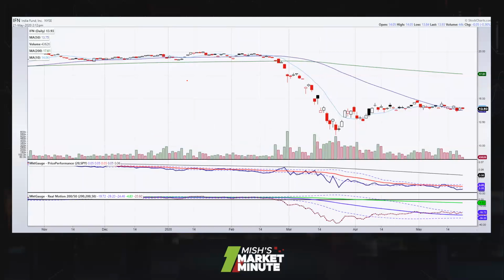Now, another one in this space is India. There's actually two different ETFs for India. There's IFN, which you're looking at right now, and then there's also PIN, but PIN barely trades. This trades more. Again, on a low volume day, you have 43,000 shares, so you can see this will go up to about 100,000 shares.